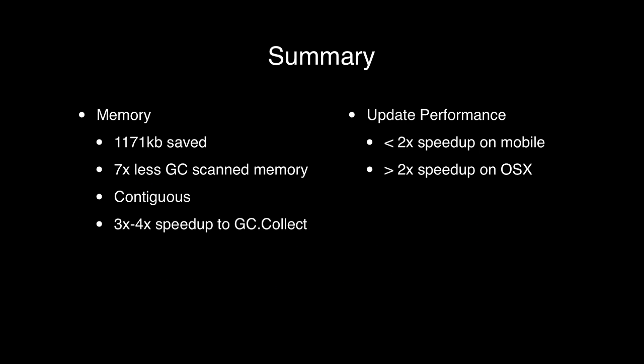So to give the summary of that, we have a net savings of all memory of about 1 megabyte. That's all memory total. We have 7 times less GC-scanned memory that could contain references to other memory. It's all contiguous, and we saw a 3 to 4 times speedup in the GC collect, depending on your platform. Update performance, most of that came from discovering the vector addition operator, but we did see speedups from the memory layout, especially on the mobile devices. So we saw around a 2 times speedup depending on your platform for the update.